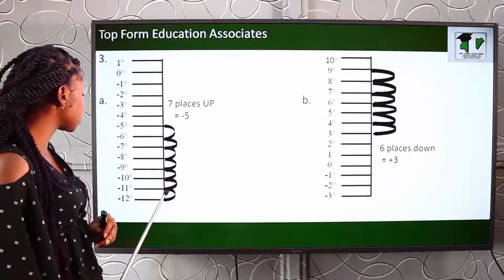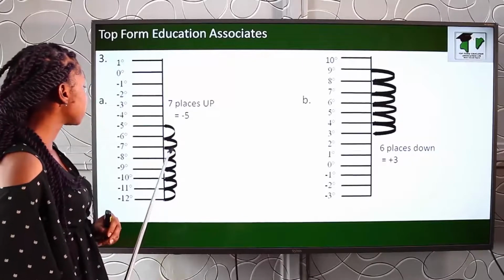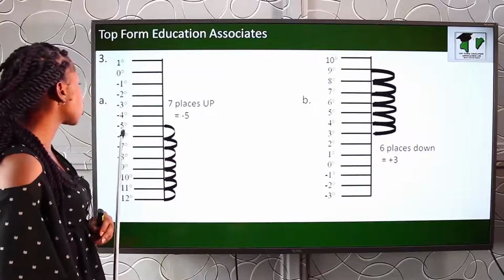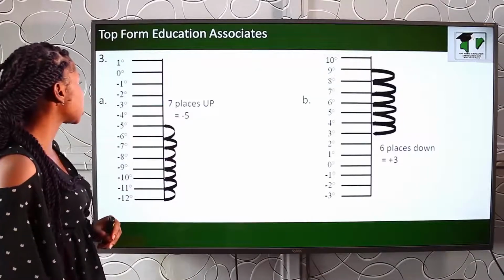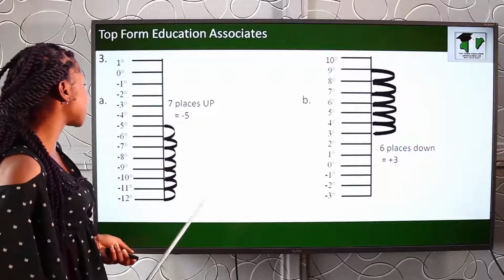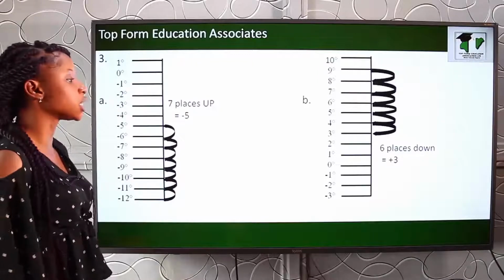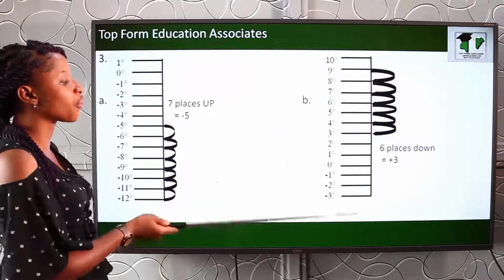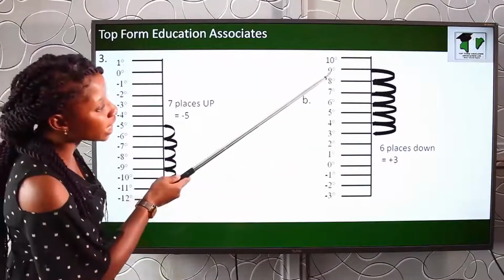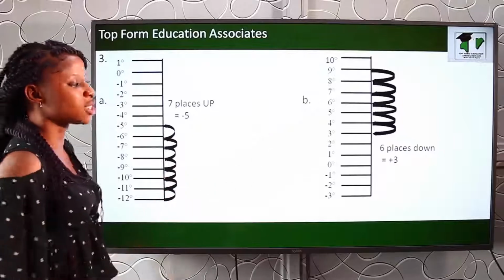From minus 12, 1, 2, 3, 4, 5, 6, 7. And we have minus 5 degrees centigrade. So when minus 12 degrees centigrade rose by 7 degrees, it yielded minus 5 degrees centigrade. Now the B part says we should find the temperature when 9 degrees centigrade fell by 6 degrees centigrade.